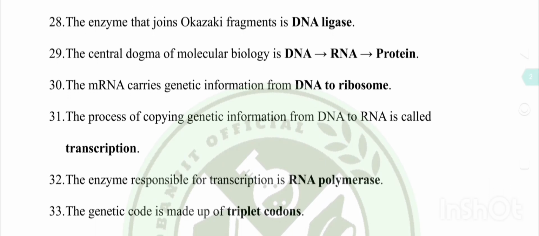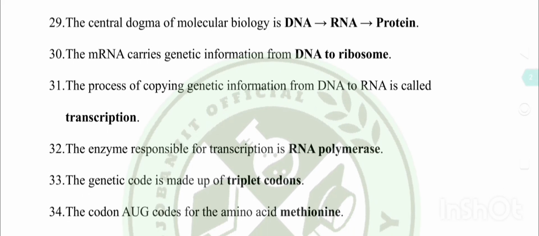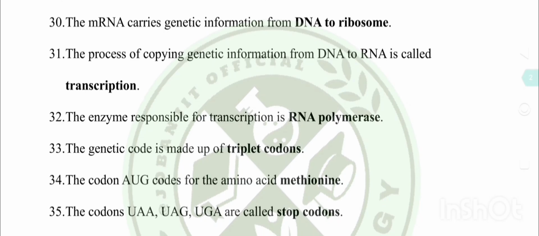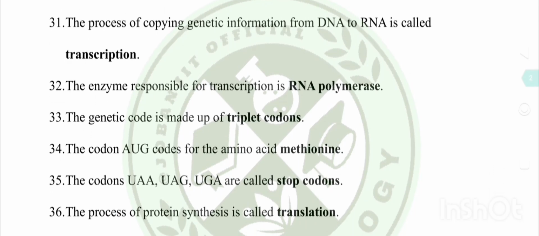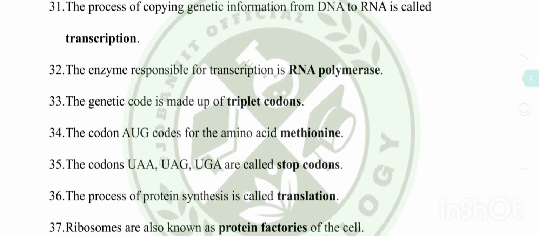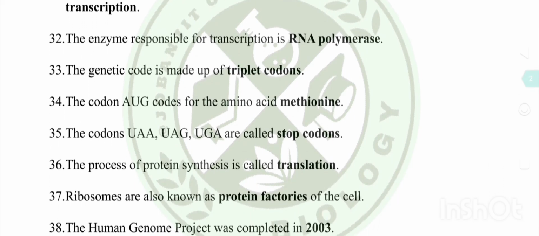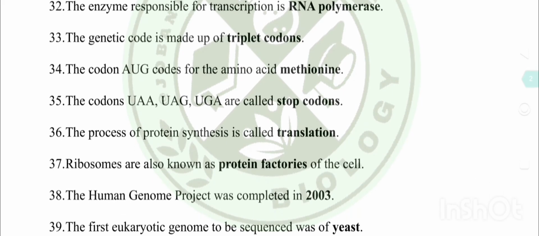31. The process of copying genetic information from DNA to RNA is called transcription. 32. The enzyme responsible for transcription is RNA polymerase. 33. The genetic code is made up of triplet codons. 34. The codon AUG codes for the amino acid methionine. 35. The codons UAA, UAG, UGA are called stop codons.